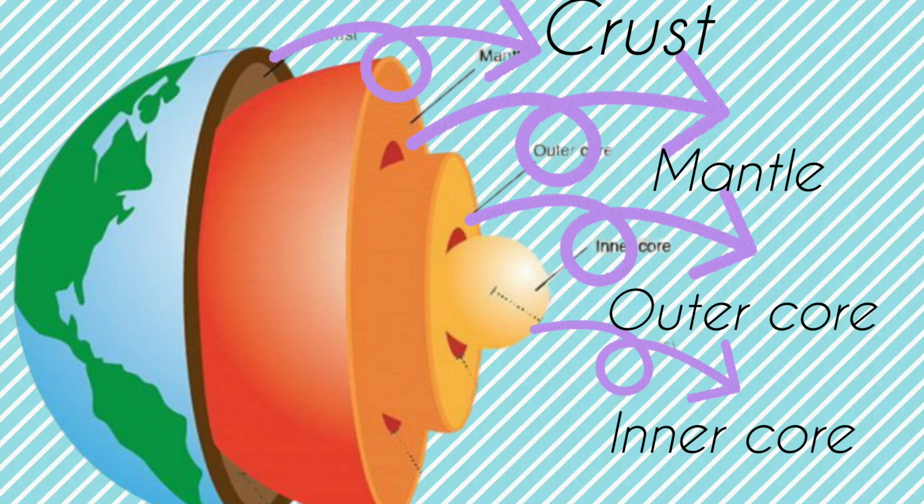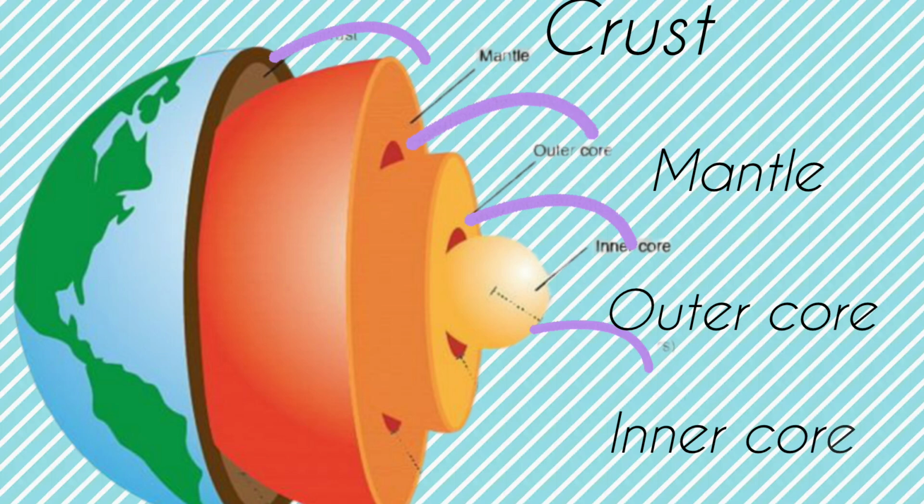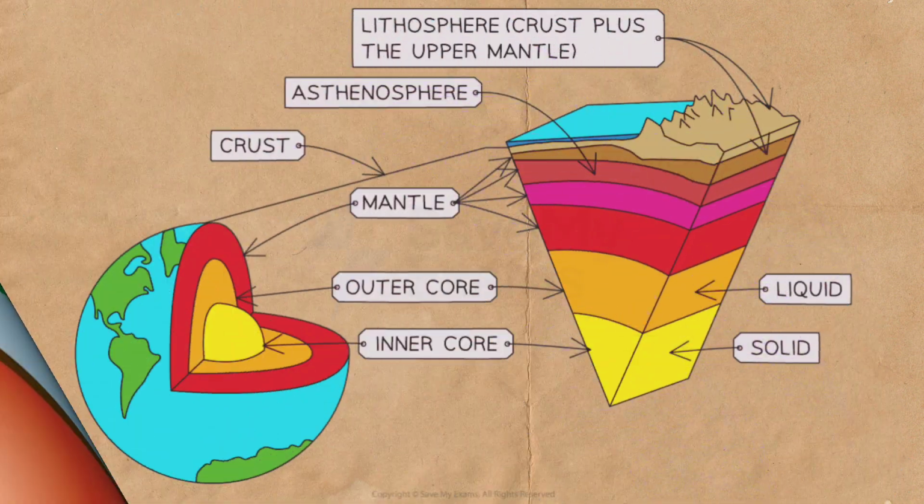This diagram shows the main layers of the material that makes up our planet. These are the core, mantle and crust. Each of these layers behaves differently as it is composed of different materials. So here's the diagram of the internal structure of the earth.